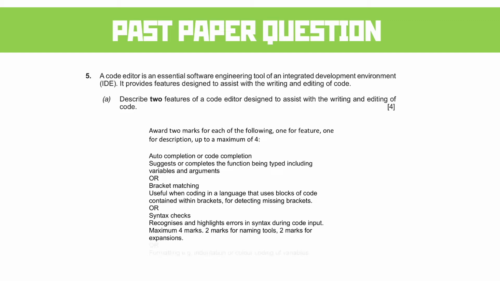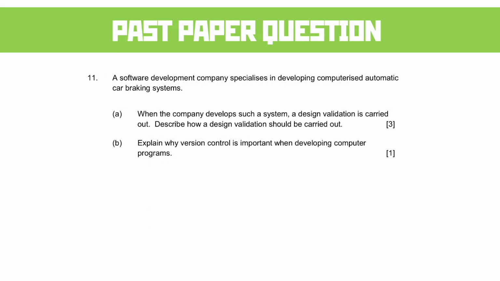Another option, of course, could be formatting, color coding of variables, syntax highlighting, that sort of thing. I'm not going to cover parts B and C as I work through this question because they are from a different subunit. Question 11 then, a software development company specializes in developing computerized automatic car braking systems.